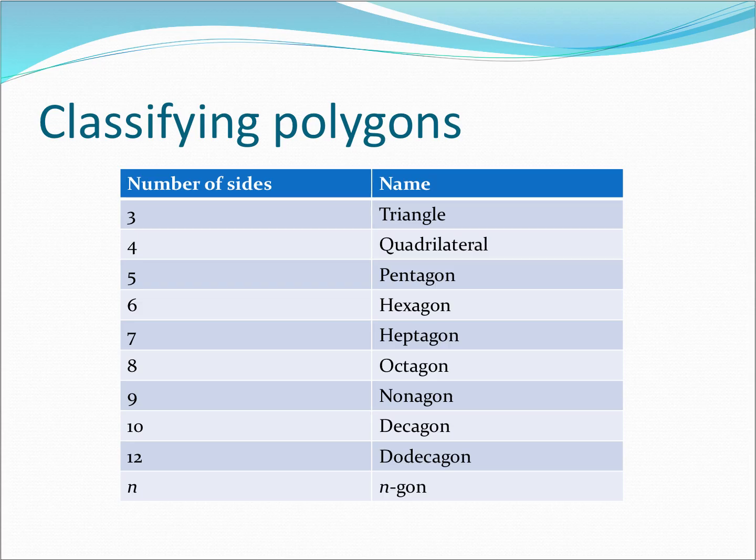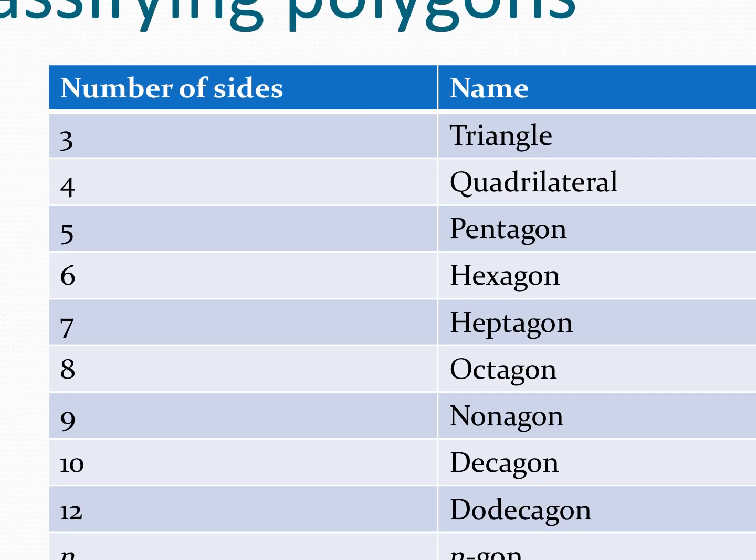Looking at the first one, 3 sides, we know it's a triangle. 4 sides, please do not put a box, don't put a square. It is a quadrilateral. Okay, 4 sides is a quadrilateral. Think of a quad, 4, quadrilateral, 4. We have pentagon, which is that government building. It's actually in the shape of a pentagon. It has 5 sides.